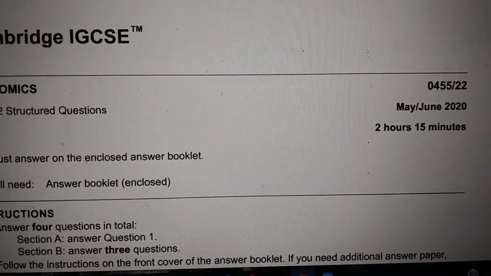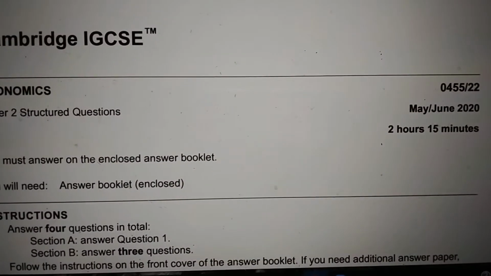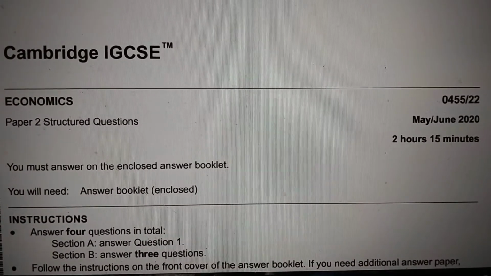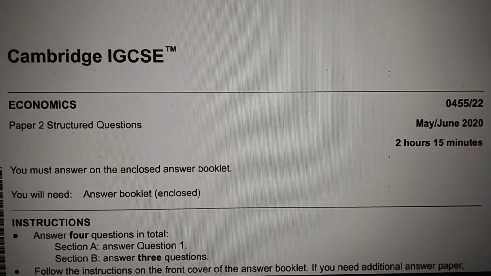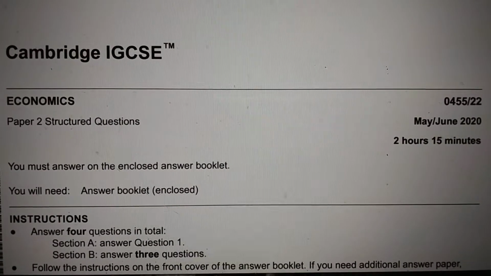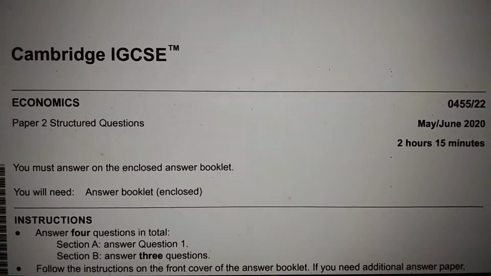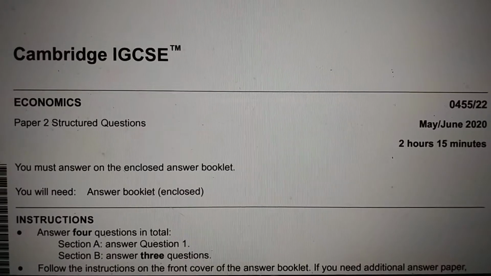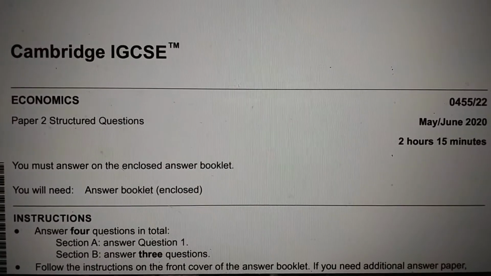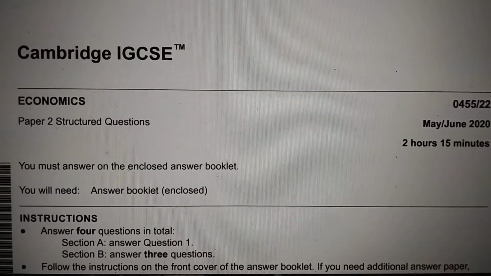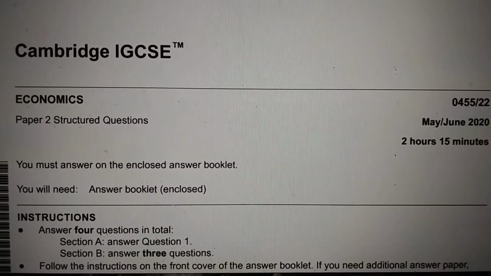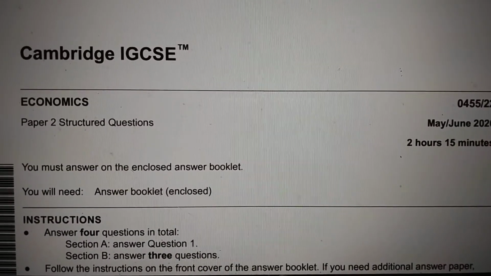What I am trying to do is, whether mathematics or economics or whatever paper I am solving, I am going in a sequence. So first I am solving the June 2020 June series. Okay, so let's look at the question now.